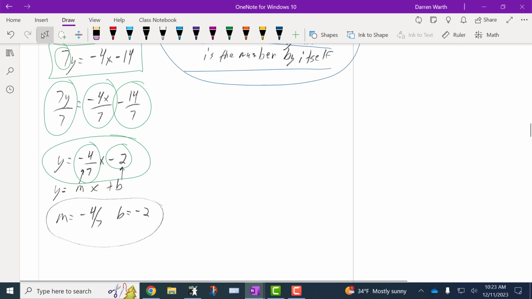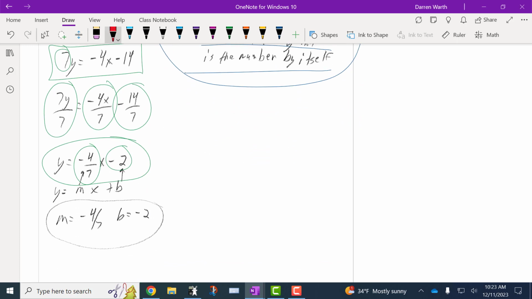Now that it's in that form, I can easily see what my slope is. If you remember, slope-intercept form is y equals mx plus b. My slope is going to be the m, which in this case is -4/7. My y-intercept is my b, so that answer is going to be -2. So therefore, on that problem, my slope is -4/7, and my y-intercept is -2.